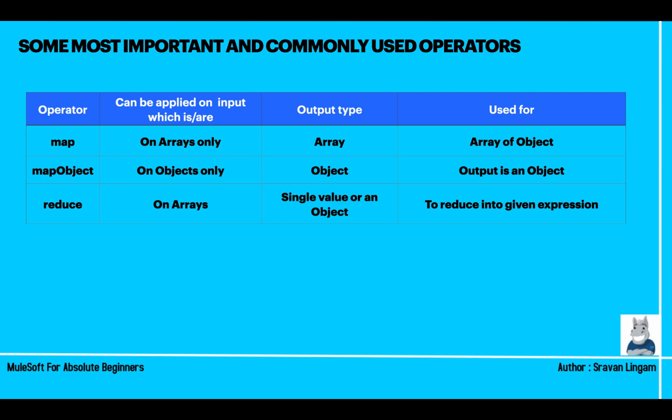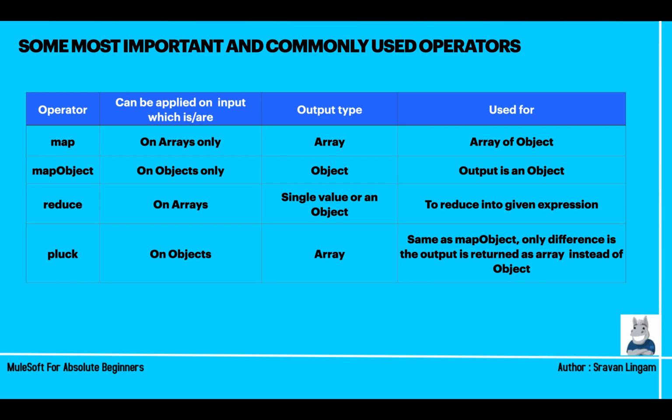Why are we using the reduce function? To reduce into a given expression. We will see more details in the hands-on. For now you have to understand that the reduce operator can only be used on arrays. If someone gives you a question by providing an input as an object and asks you to use the reduce operation, you should straight away say that we cannot use the reduce operation on objects. But the reduce operation will result in a single value or object.